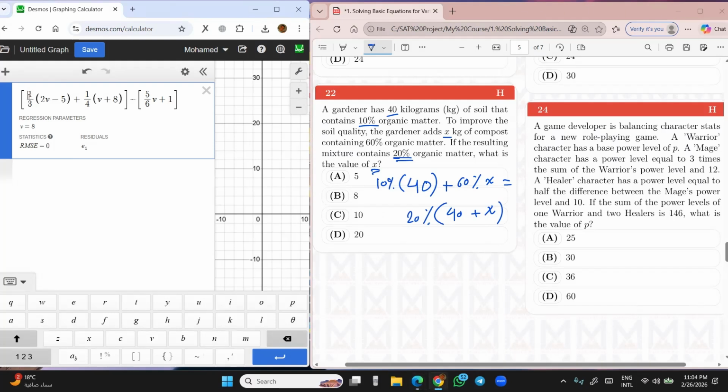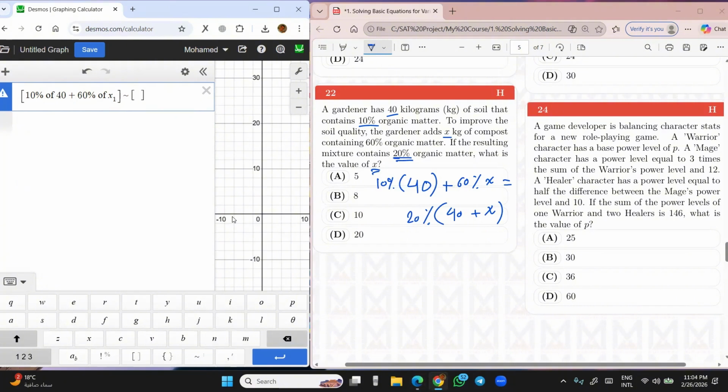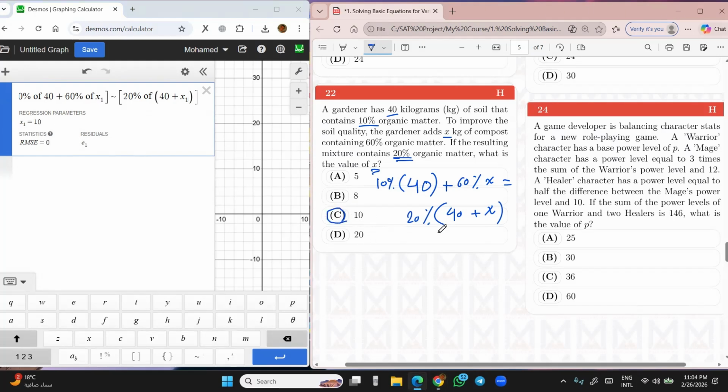We need to remove all of this and write the 10%. How to write the 10%? Again, 10 and then write percent, P-E-R-C-E-N-T. And once you write the letter T, it's given like this. 40 plus 60% of X, but you have to write X1, of course, is equal to what? To the right side, we write 20% of what? Parentheses, and then 40 plus X1. Remember, X1 always written inside the pair of parentheses, so X1 is equal to 10, which is letter C.